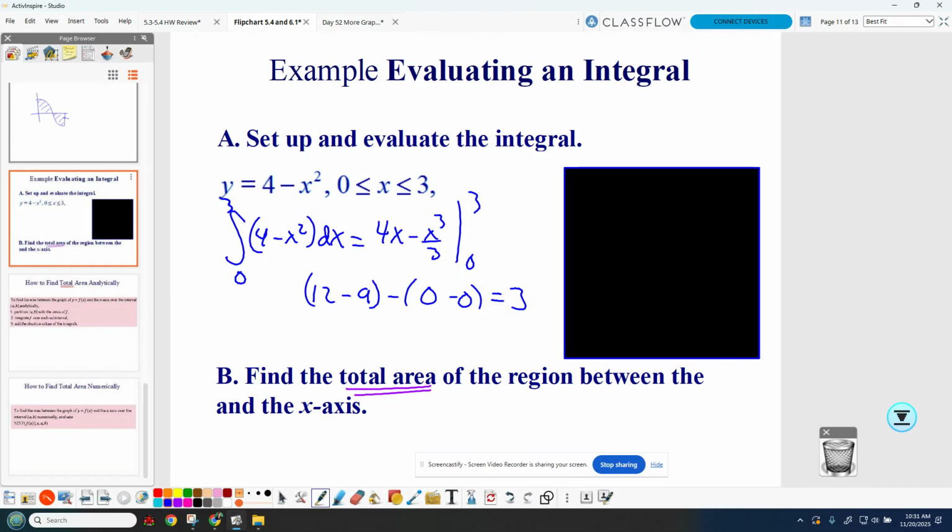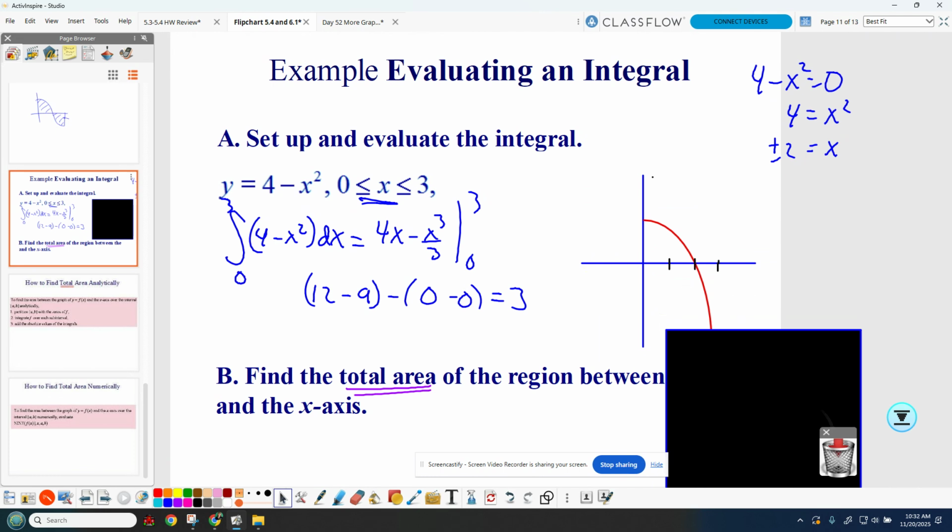Total area without a calculator. If it's always positive, it doesn't make a difference. Is it always positive? No? When does it go negative? It's negative after 2. After 2. How do we find that? Well, it's not undefined anywhere, and if it's going to change, it had to hit 0 at some point. So at plus or minus 2, but we want the positive region. So the graph is going to look like that.